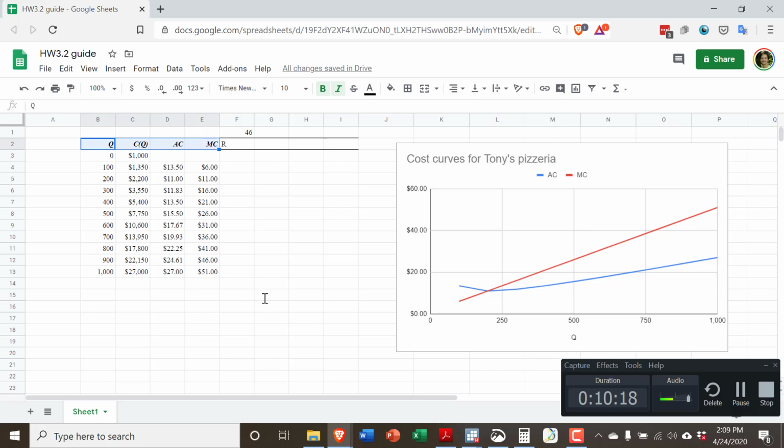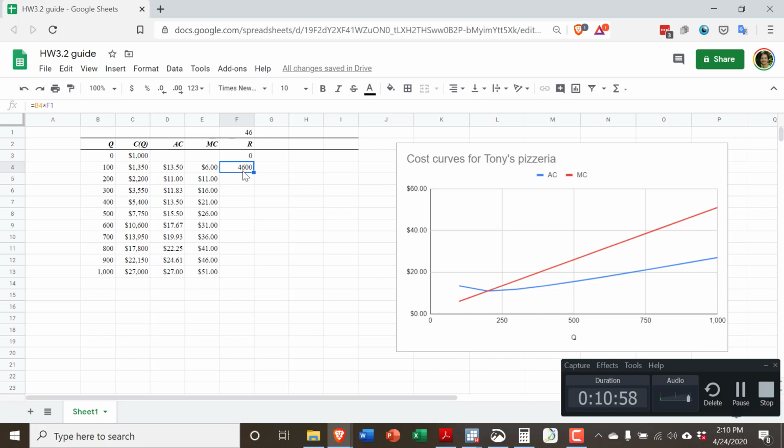And I'm going to make everything up here bold and right justified just for simplicity. Oh, and bold. Oh, and maybe italicized. All right, so when the price of pizza is $46, what would his revenue be from producing any quantity of pizza? Well, if he produced 0 pizzas and sold them for $46 each, he would of course make $0. If he produced 100 pizzas and sold them for $46 each, he would of course make $4,600, and so on.